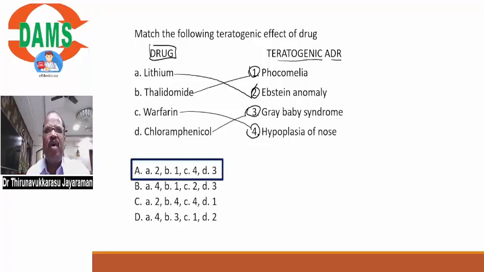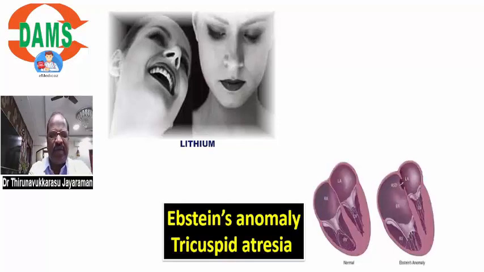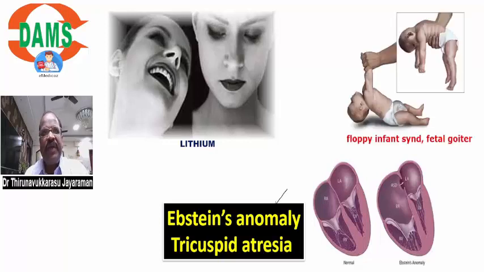So this is a very common question. We discuss in regular class some important teratogens and the important teratogenic abnormalities. For example, look at lithium, it is absolutely unsafe in pregnancy because it causes the adverse effect of Ebstein anomaly, where the baby is born with tricuspid atresia. Not only this, lithium also causes muscle weakness in baby called floppy infant syndrome and also risk of fetal hypothyroidism called fetal goiter. But they're asking about cardiac problem, Ebstein anomaly.